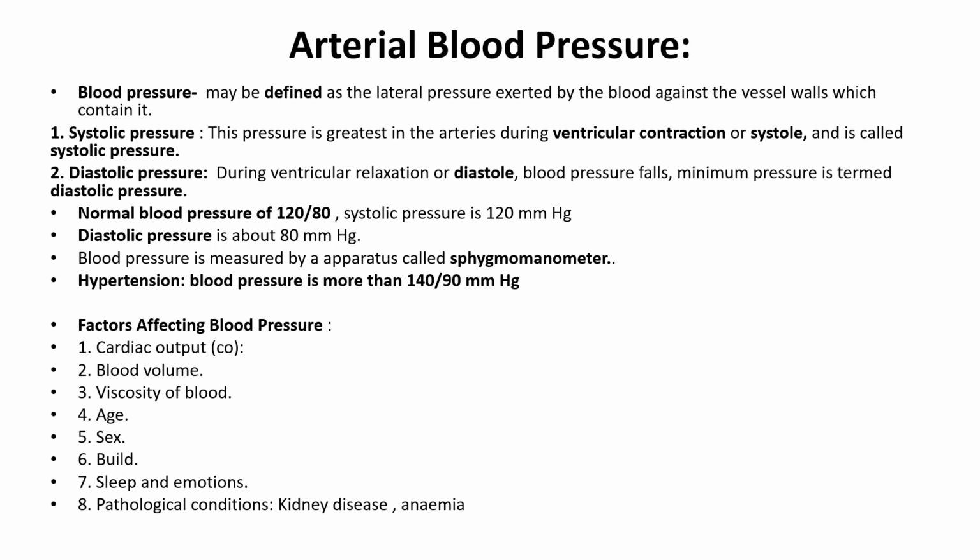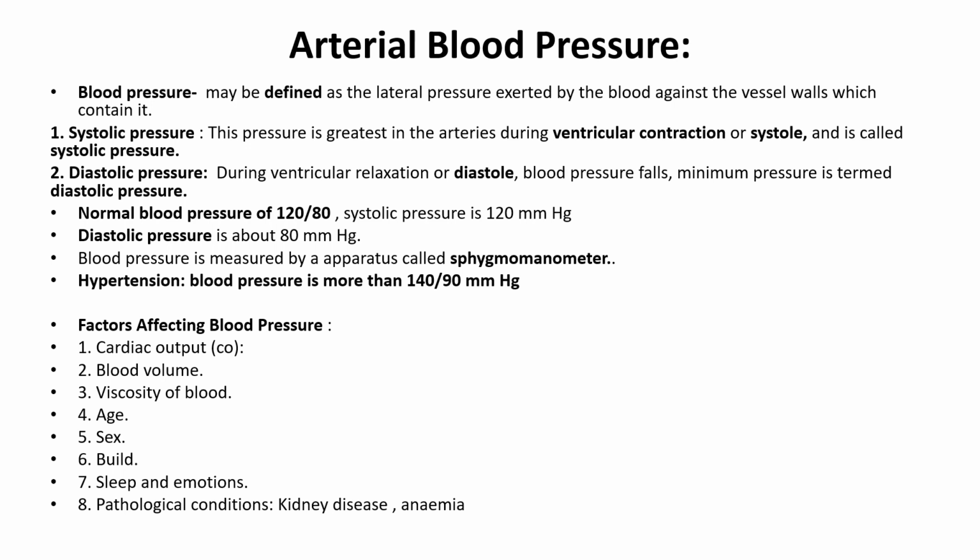Arterial blood pressure. Blood pressure is defined as the lateral pressure exerted by blood against the vessel walls. It is of two types, systolic and diastolic. The maximum pressure exerted during ventricular contraction is called the systolic pressure, and the minimum pressure during ventricular relaxation, that is diastole, is called the diastolic pressure. The normal blood pressure is 120/80. That means systolic pressure is 120 millimeters of mercury and diastolic pressure is 80 millimeters of mercury.